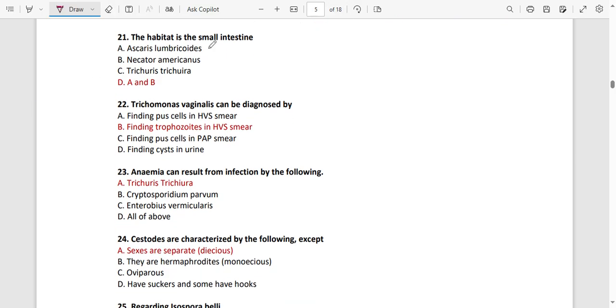The habitat is the small intestine. Now remember we said if something is not Trichuris and Enterobius vermicularis, then it is small intestine. These are the only two that stay in the large intestines, right? So the habitat is the small intestine. Ascaris, yes. And then Necator, yes, because it's not Taenia, it's not Trichuris, and it's not Enterobius. So this is the only one that's out. So the answer is A and B.